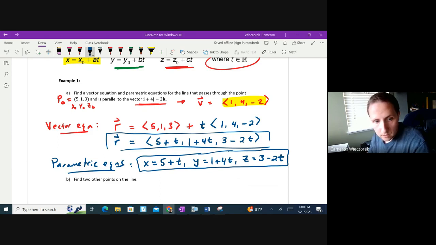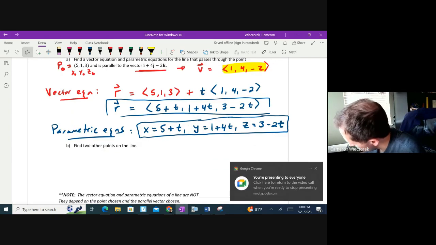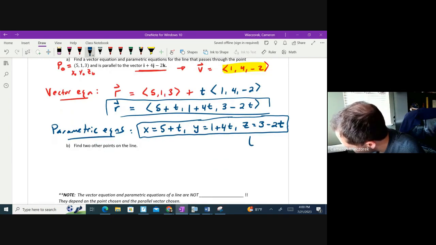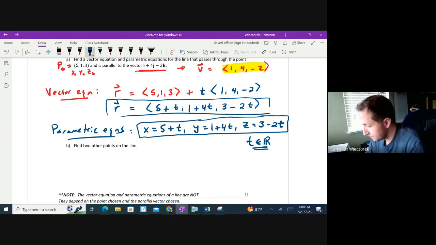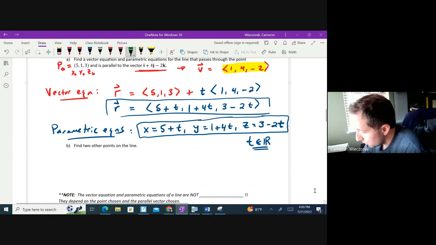There we go. Okay. We don't need to necessarily write this, but if you want to clarify, this just means t is an element of the real numbers. That just means t can be any real number that we want. Okay. If you don't include that, I won't take off for that. And then they might ask you, find two other points on the line.